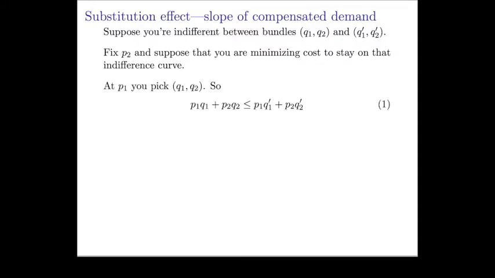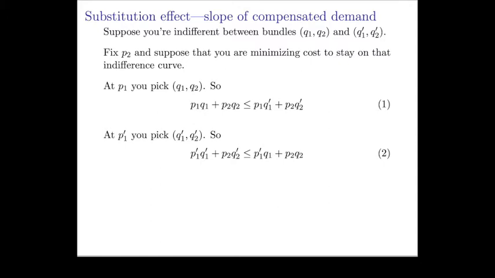P2 is fixed, and we're just going to vary P1. Let's say at P1, you pick this bundle. So at P1, Q1, Q2 is cost minimizing. Which means then that P1 Q1 plus P2 Q2 is no bigger than P1 Q1 prime plus P2 Q2 prime, because this is the cost minimizing bundle. If this thing was smaller, then this wouldn't be the cost minimizing bundle. Instead, Q1 prime, Q2 prime would be the cost minimizing bundle.